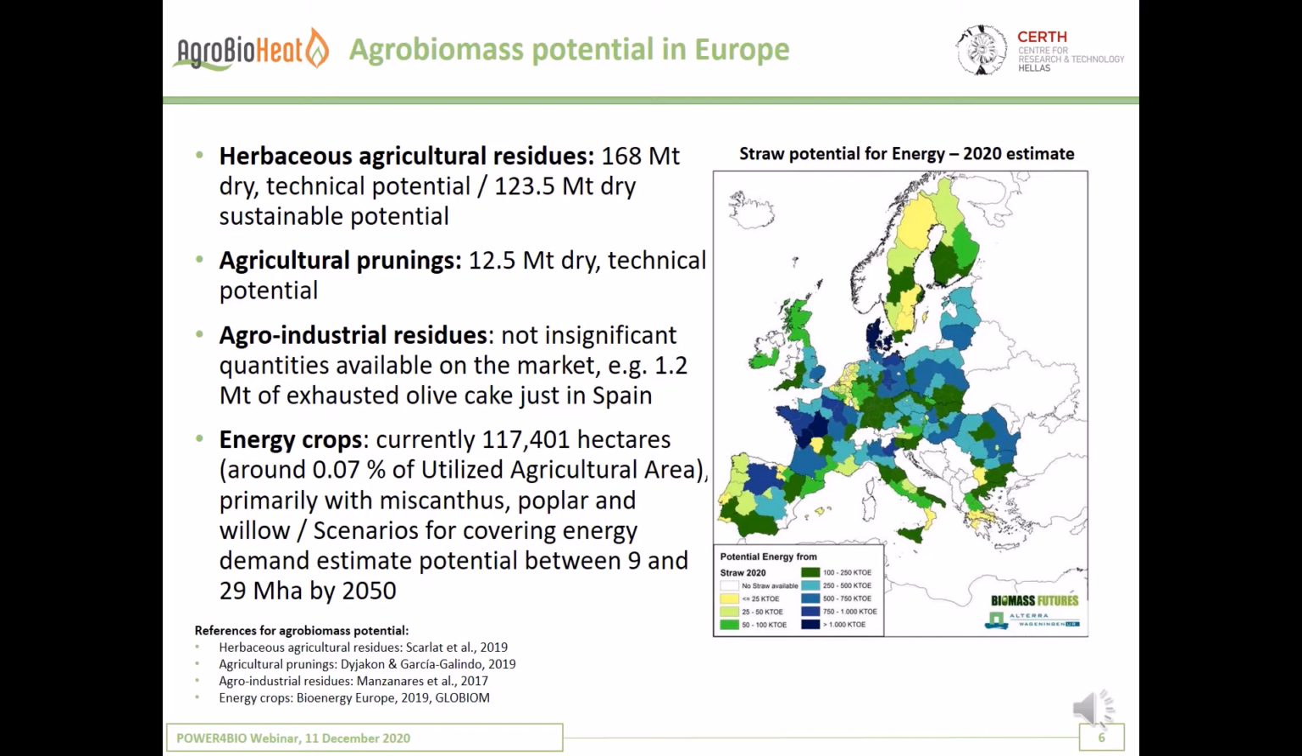Just in Spain, for example, it is estimated that more than 1 million tons of exhausted olive cake is produced every year. And then finally we have the energy crops, the non-edible lignocellulosic energy crops, which currently take up a very small fraction of the utilized agricultural area in Europe. However, in the future, there are several scenarios about the coverage of the energy demand by 2050, which assume that their coverage will increase dramatically to some million hectares.